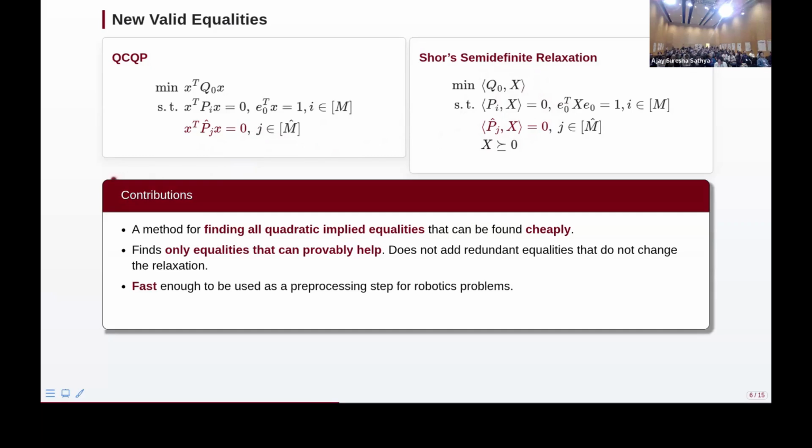Finally, the method that we're going to propose is very fast. It's fast enough to be used as a pre-processing step before solving any SDPs, and that's really important in comparison to things like computing Gröbner bases ahead of time, for those who know what those are. And finally, the method does generalize to arbitrary polynomial programs, so if that's what you're interested in, then we can talk about that later.